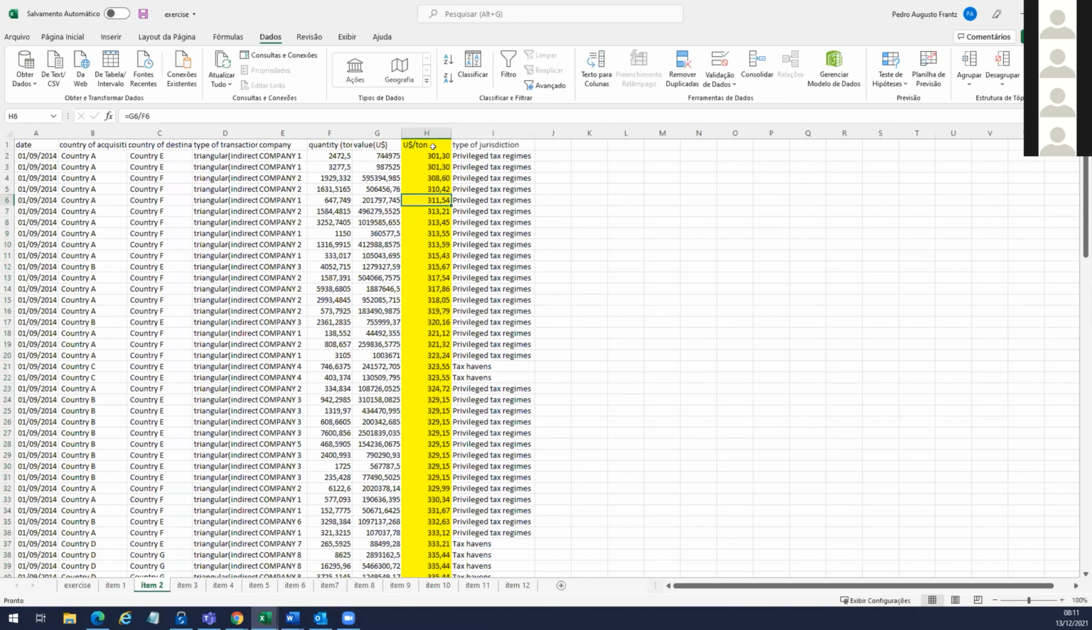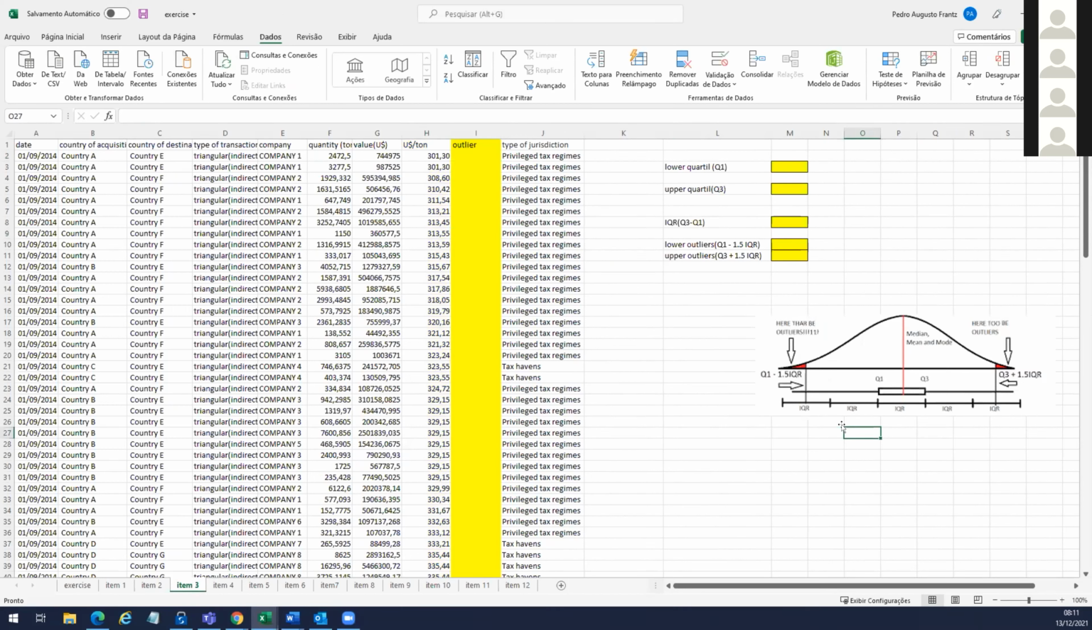Item 3, detect the outliers. I will click item 3. We will detect the outliers in this way. I must first identify the first quartile and the third quartile. There is a formula in Excel called quartile that simplifies our work. I will click in lower quartile here, equal, and I type quartile. I can double click here and open.